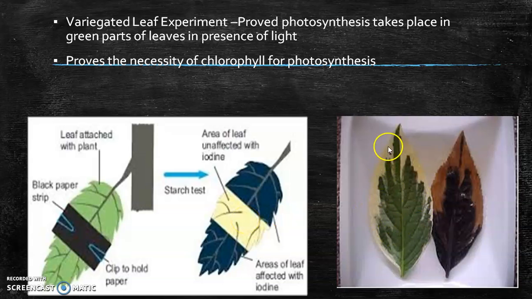Here you can see in the variegated leaf also, only in the green portion you can see the blue or black region for the iodine test, that is the starch test. So this proves the necessity of chlorophyll for photosynthesis.